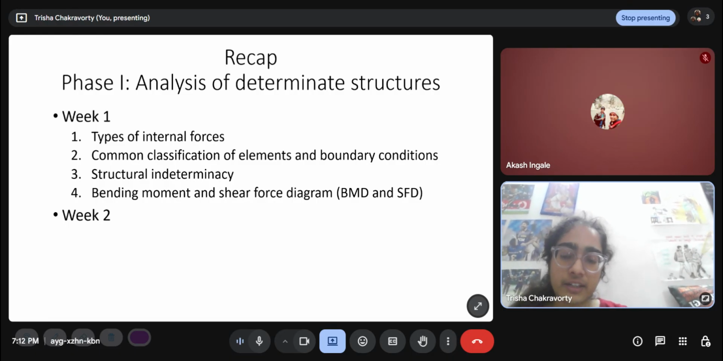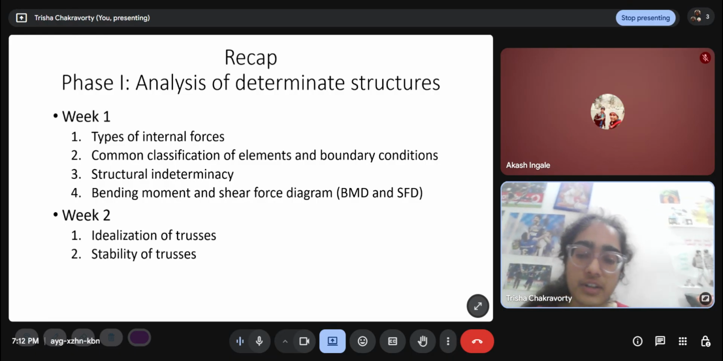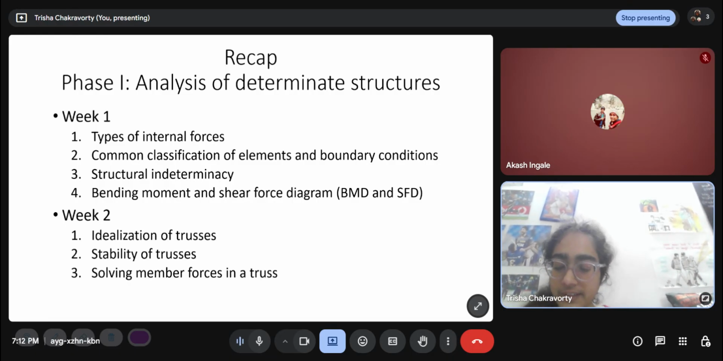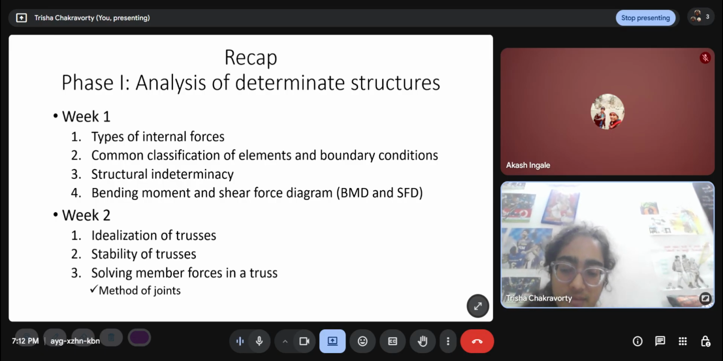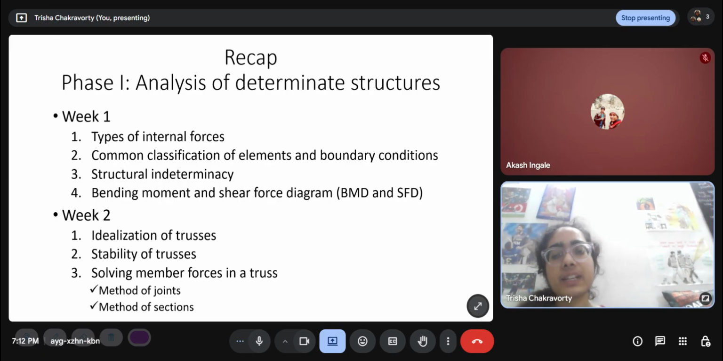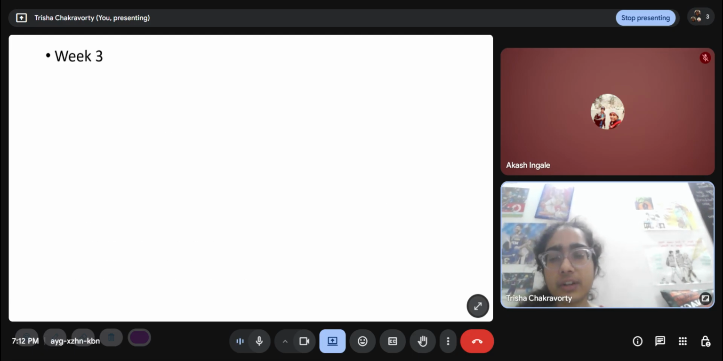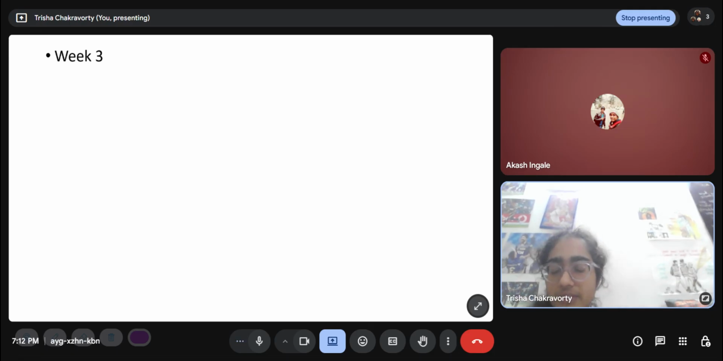And in week 2, we looked at idealization and stability of trusses and solving the member forces in a truss. So that is the force or stress type responses of a truss. There are two methods: method of joints and method of sections. And then weeks 3, 4, and 5 focused on the displacement or the strain type responses.